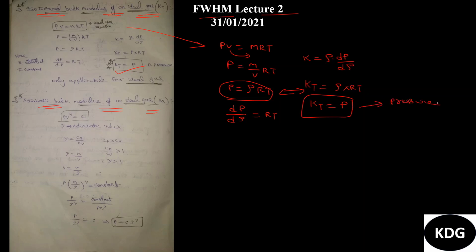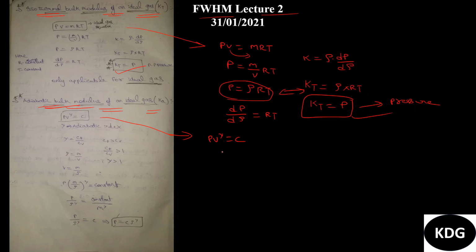This is a simple thing, so you should try to remember it, because in some competitive exams you will have a lack of time; you don't have sufficient time. Next, the adiabatic bulk modulus of an ideal gas. The adiabatic gas equation is PV power gamma equal to C.